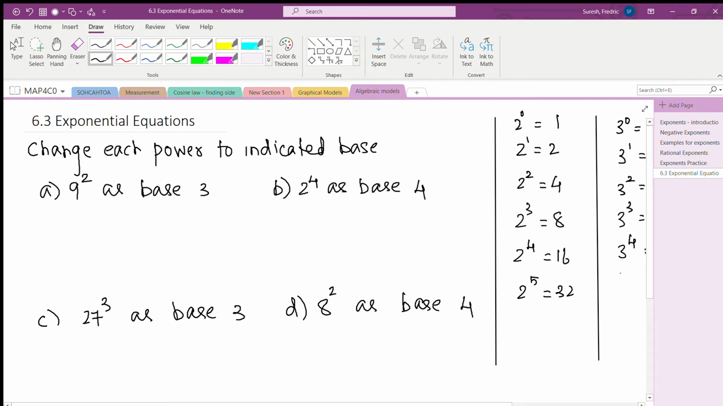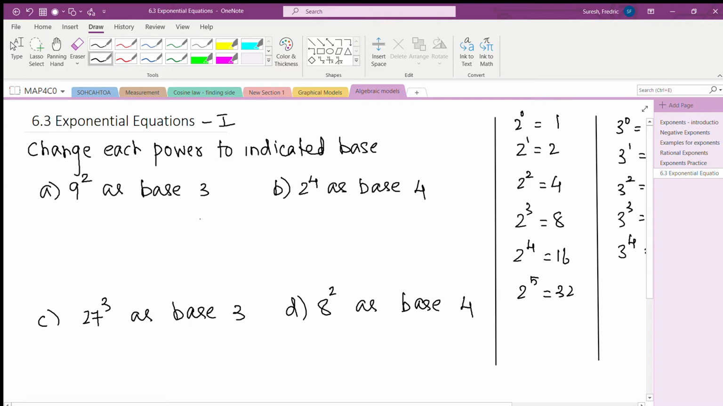Hey guys, in this video we're going to talk about an important idea that you need to know to solve exponent equations. So this is pretty much like exponent equations part 1. The idea is how to change one base to another base.